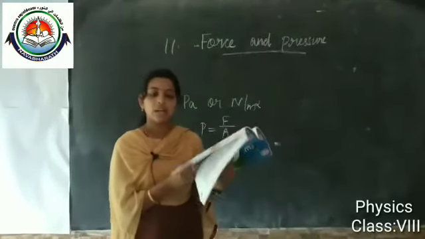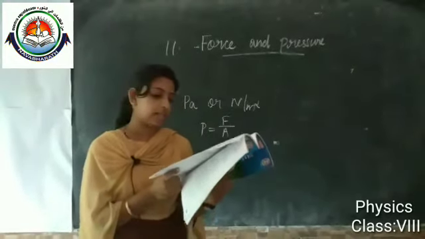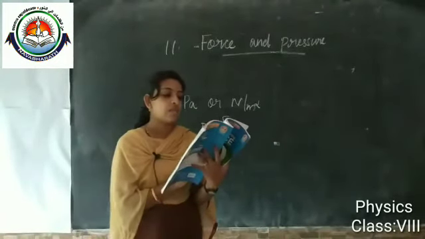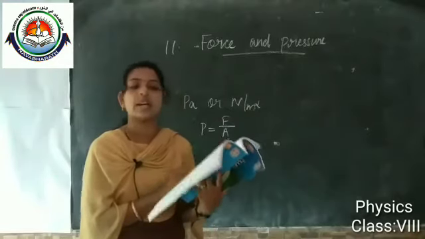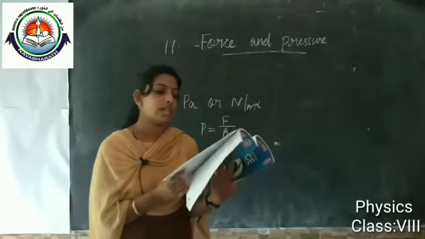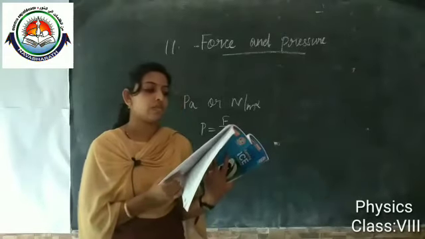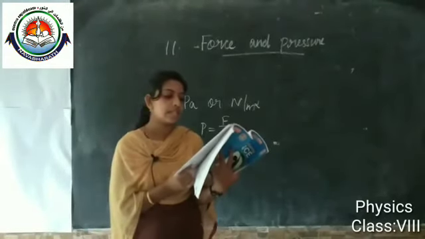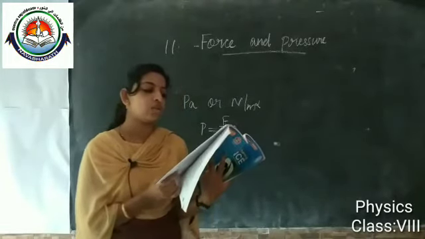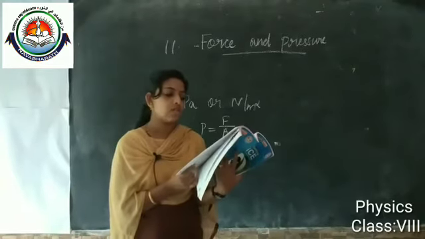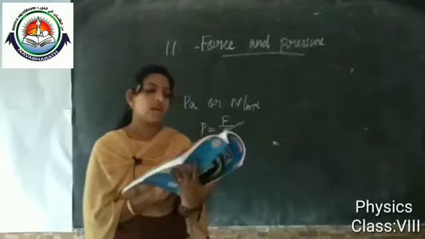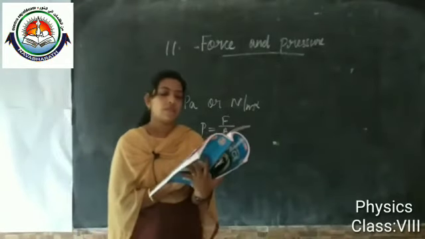You can write page number 123, second point, for the B answer. Then third one, foundations of high-rise buildings are kept wide. Its answer is from page number 123, fourth point. Foundations of high-rise buildings are kept wide so that they exert less pressure on the ground and do not sink in due to the extremely high pressure of the building. That's all about the first question from long answer.